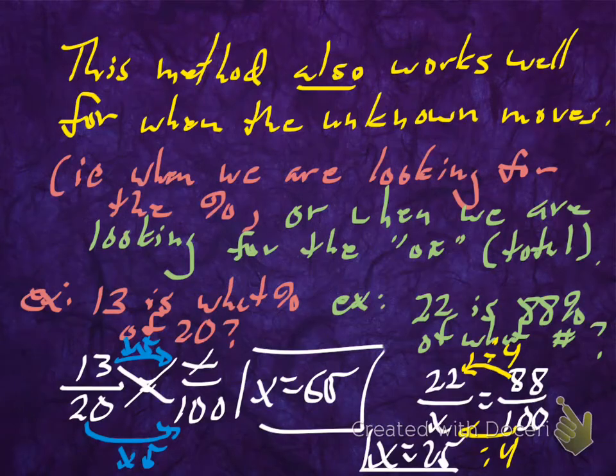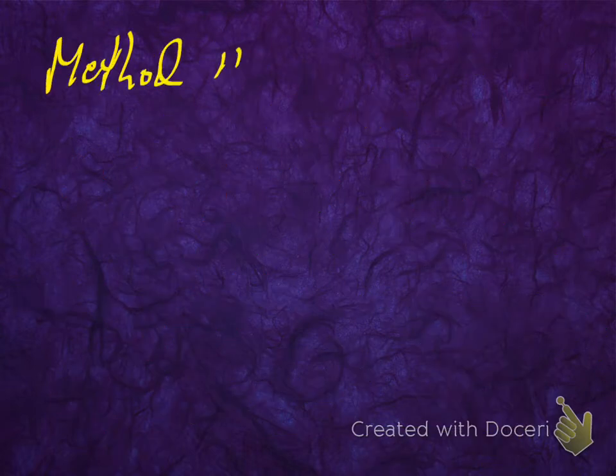Now again, the benefit of doing the proportion is that it allows me to look for the unknown quantity when it's something other than the is. So whether it's the is, the of, or the percent that I'm looking for, proportions will allow me to do that. All right, so that's method 1, and it can also be used for lots of other things. All right, let's go ahead to method number 2.